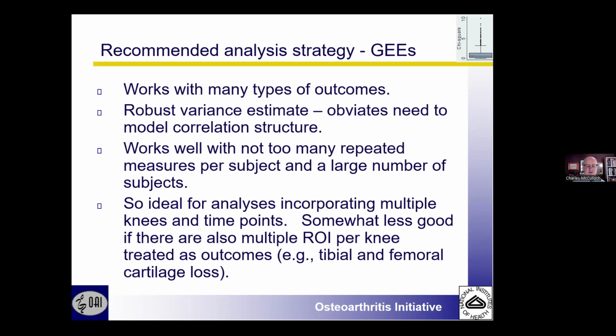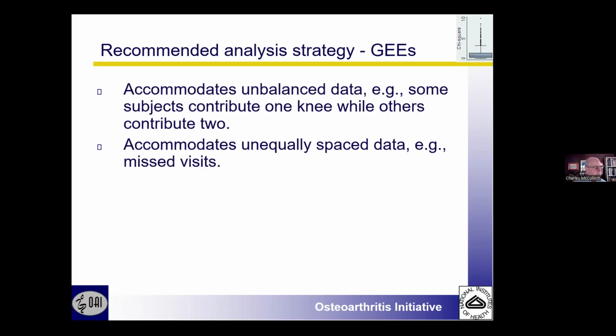It can get less good if you're using just a small subset of the OAI data set and you're using like 10 different time points, two knees, and five regions within a knee. Then you have lots of observations per person. These sort of methods can then work less well. Both these methods, GEE or mixed models, can accommodate unbalanced data. Some subjects contribute one knee, while others contribute two, or they don't have all the same amount of data, which is inevitable in a data set like this.